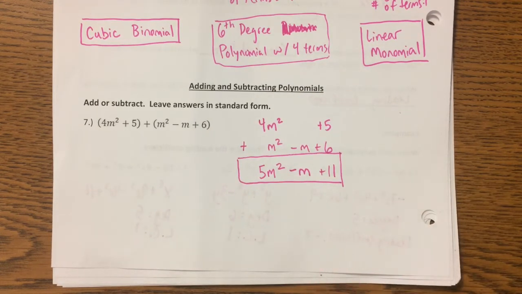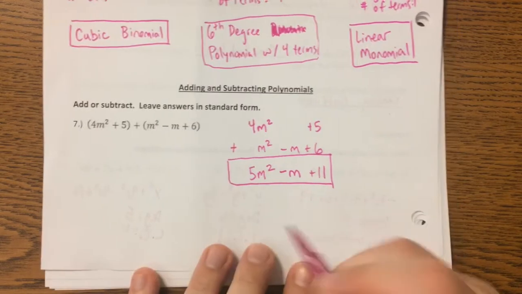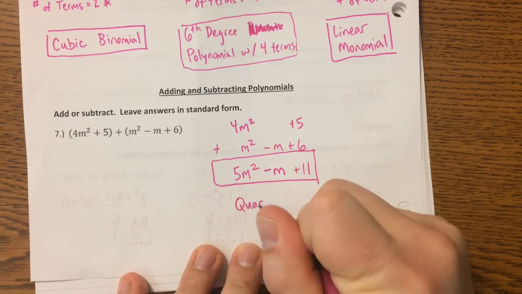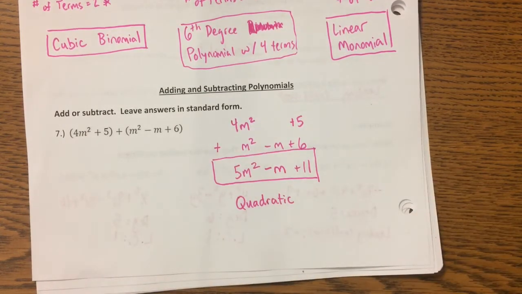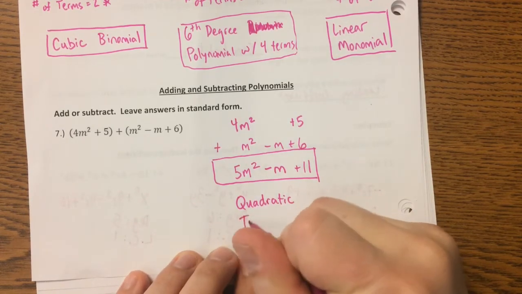And now let's classify it. What's the degree? 2, so it's a quadratic. And then how many terms are there? 3, so it's a trinomial.